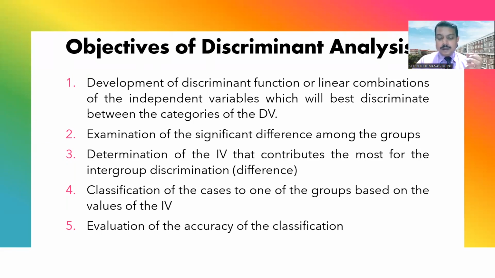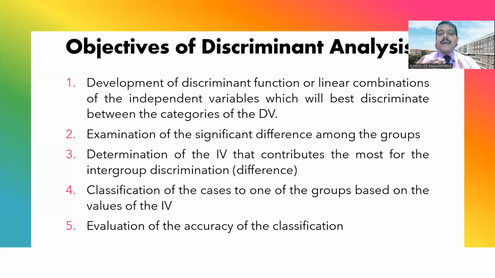So in your model, you could have 4 or 5 independent variables. So out of the 4 or 5 independent variables, which variable contributes the most for that discrimination? So that has to be computed or determined. So that is the third objective.